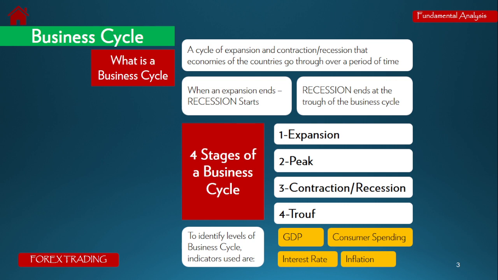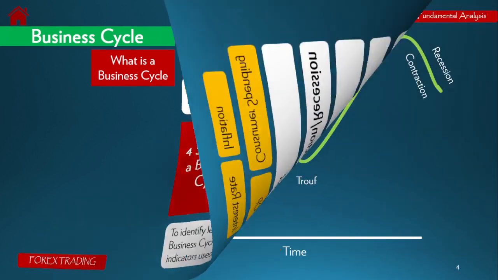Now, to identify the levels of the business cycle, economists or policymakers around the world use different indicators to determine where the business cycle is at a current point in time. The indicators used are mainly GDP, gross domestic product, consumer spending, interest rate, and inflation. These are the main indicators that economists use. There could be other indicators, but these are the main ones.